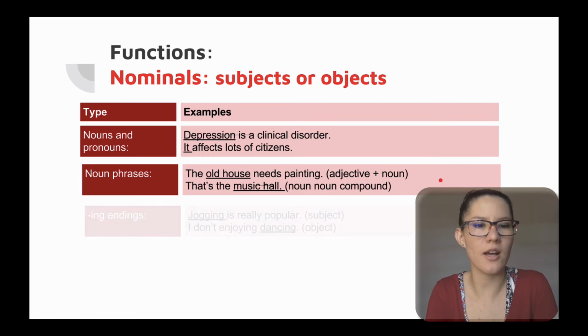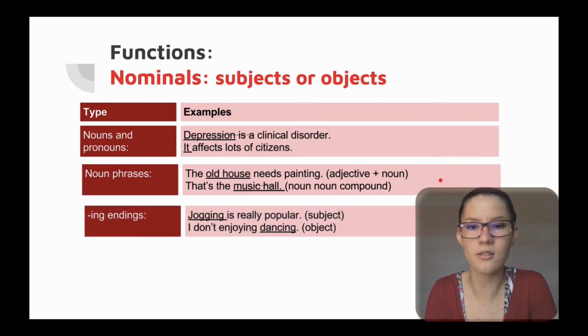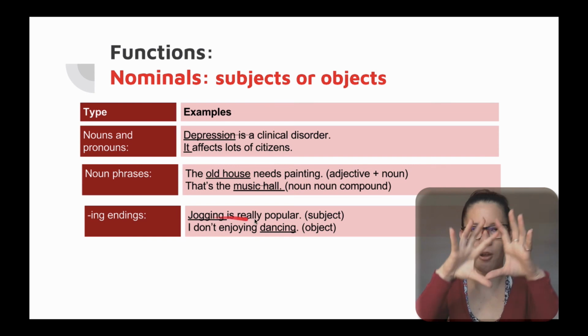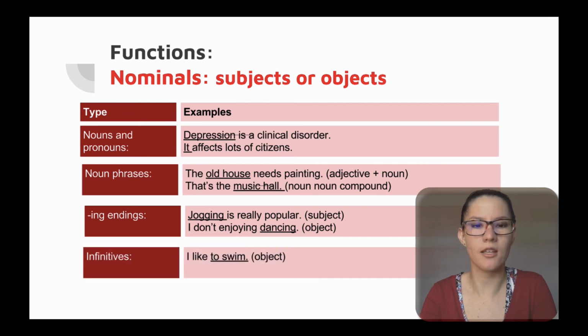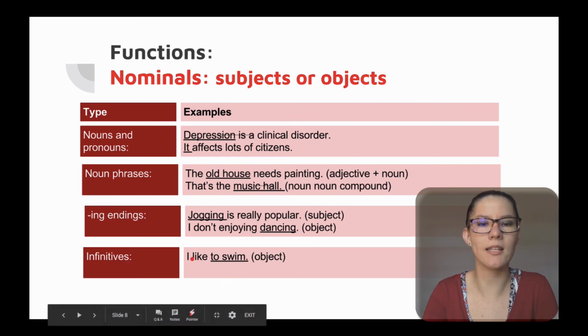And then we can also find ing ending words working as subjects or objects because they have become a noun themselves, like the words jogging and dancing in these examples. Jogging is really popular. You're talking about the activity in general. And I don't enjoy dancing, the same thing, but as an object. We also have infinitives working as objects of verbs, like in this example, I like to swim. To swim is working as a noun.